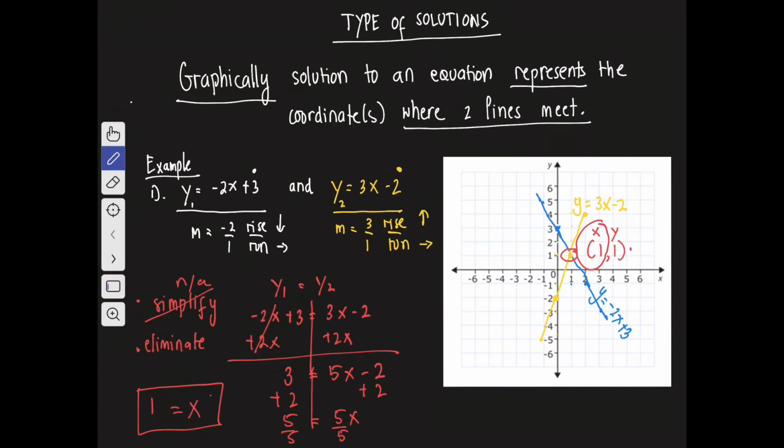We can just substitute this x into one of the equations. Let's say I substitute this x into 3x minus 2. So x equals 1, and we substitute into 3x minus 2. That's going to be 3 times 1 minus 2. 3 times 1 is 3, minus 2 equals 1. That's the y. So that's why the coordinate is 1 and 1. That's the solution.